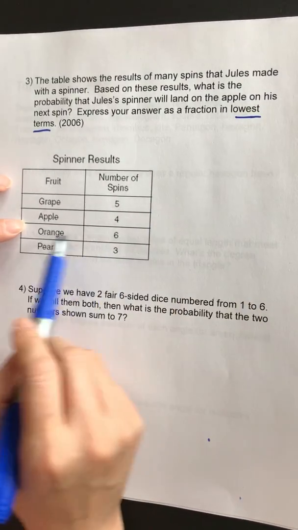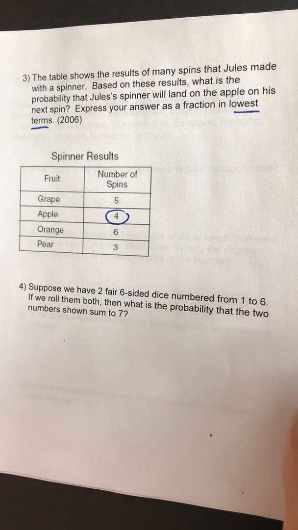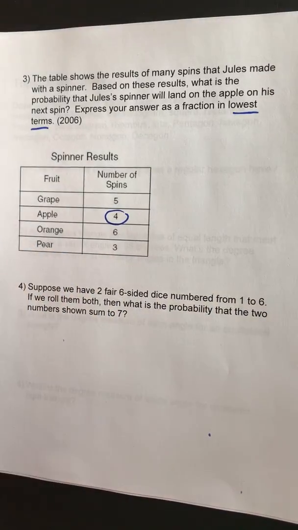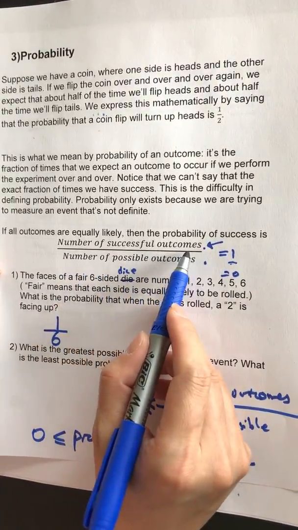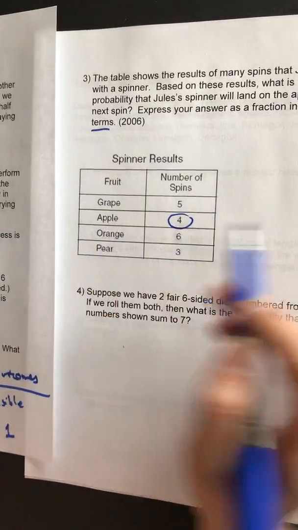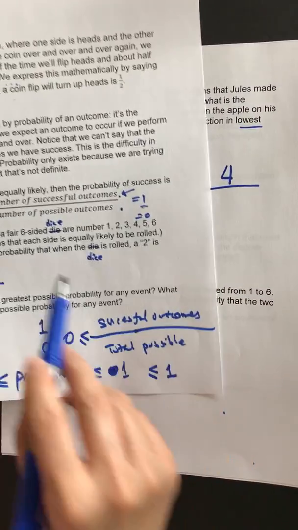Okay, you want to land on the apple. So again, remember what we have, the equation of number of successful outcomes. Landed on apple, successful outcomes, there are 4, divided by the number of possible outcomes.